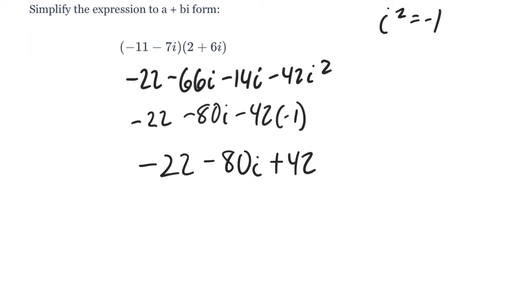At this point, I just combine like terms. I know I'm going kind of fast, but it's pretty quick and easy. So if I add 42 to a negative 22, I get 20. Then I'll have minus 80i, and that's my answer in a plus bi form, 20 minus 80i. You just do the FOIL steps like normal. When you get an i squared, put a negative 1 in there. That's all there is to it.